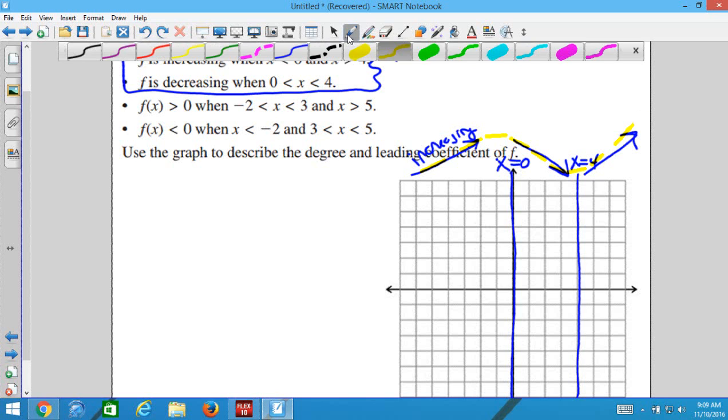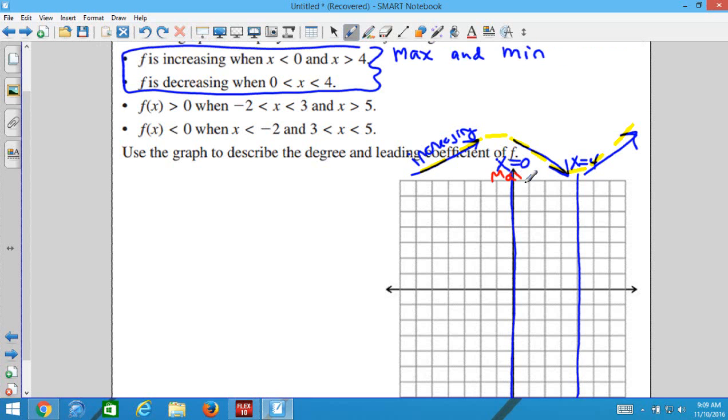So at x equals 0, is that going to be a maximum or a minimum point? That's going to be a maximum point. And at x equals 4, that's going to be a minimum point. You can just see that by using the increasing or decreasing. Increasing the way that you read left to right. Decreasing the way that you read left to right.